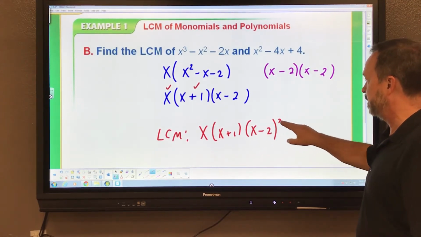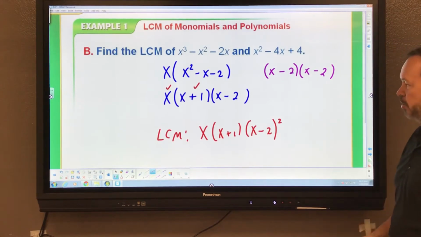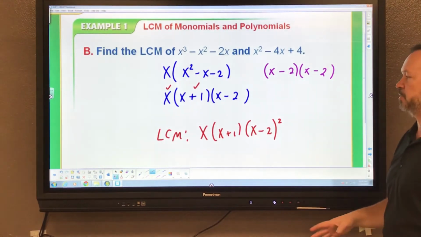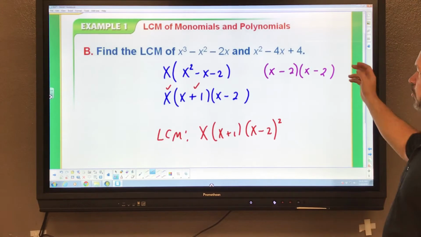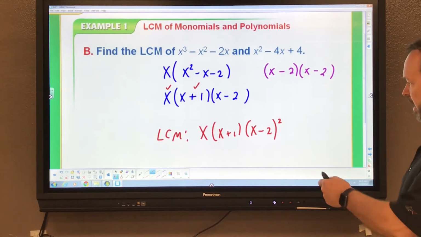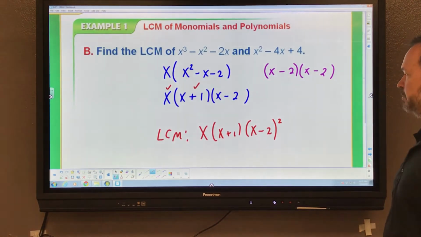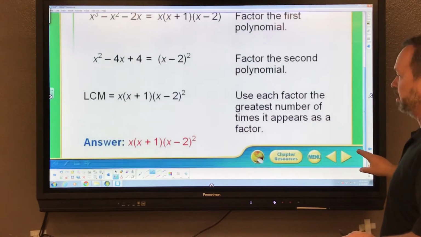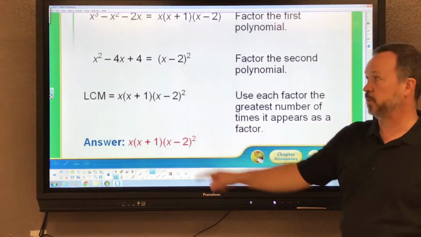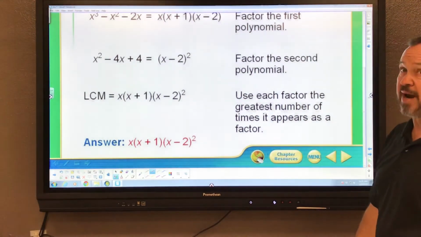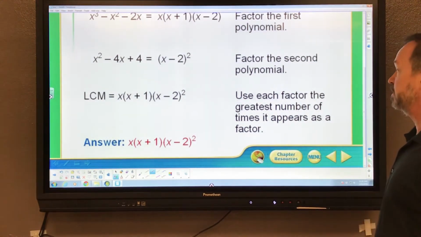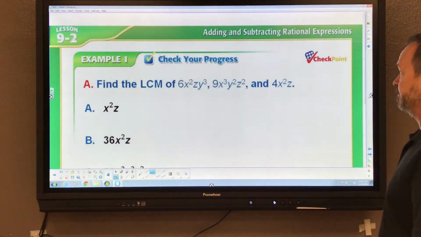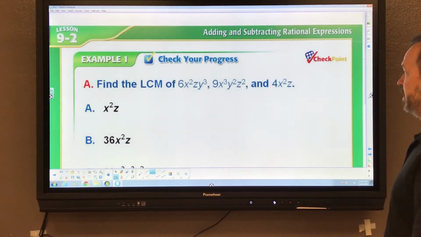And I can either write the X minus 2 squared, or I can write X minus 2 times X minus 2. That's the least common multiple for those two polynomials. X times quantity X plus 1 times the quantity X minus 2 squared. And that's what they got. So that's going to take some practice. You're going to go back and be reminded of some skills. And so that's how that's going to need to work.